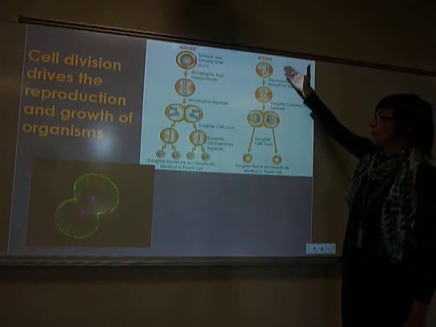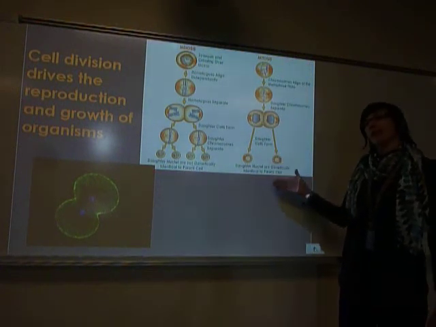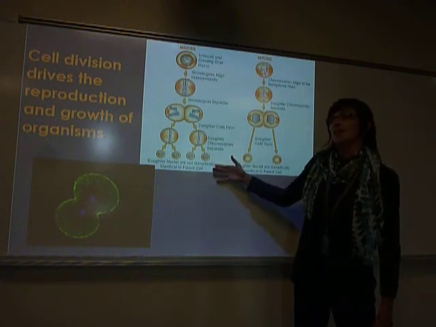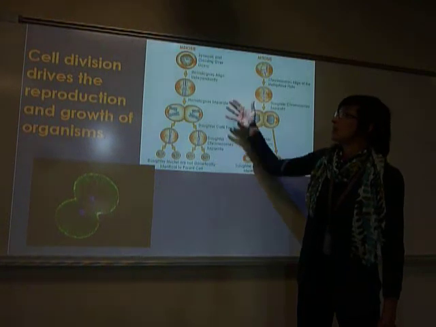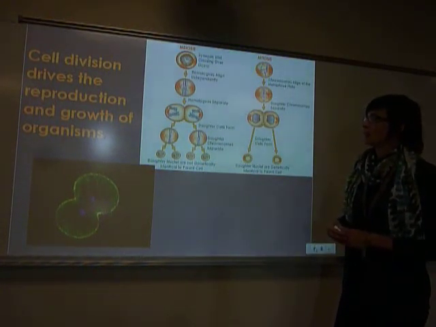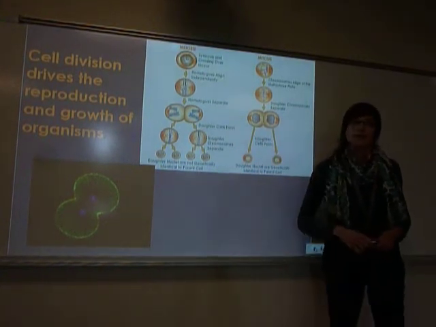How do we go from one cell to multiple cells that are either genetically identical, in the case of mitosis, or not identical? In fact, they have half the number of chromosomes in terms of meiosis. We'll look at some really cool models of this and follow around exactly what happens to the chromosomes in these two processes.